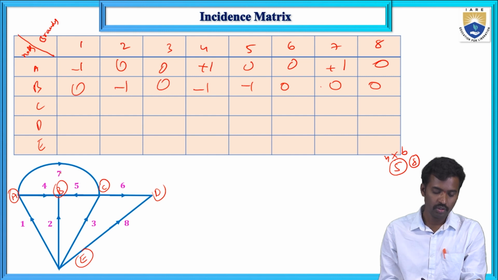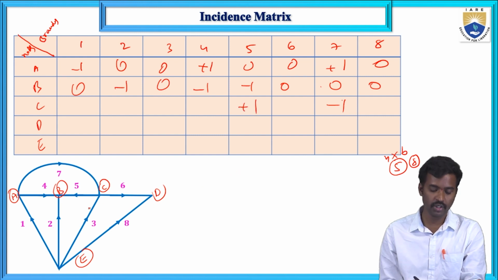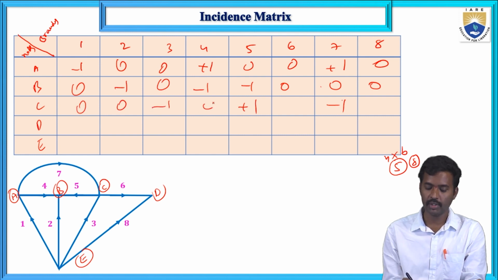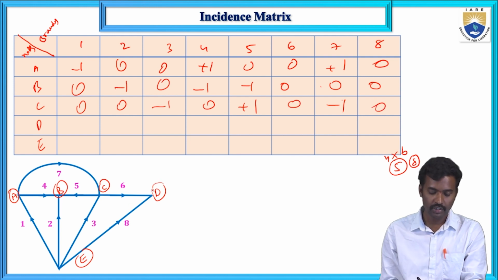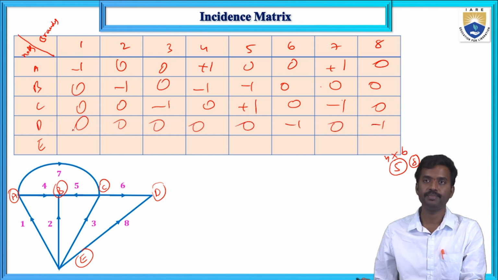Next, 7 is entering towards C, -1, and 5 is leaving the node, that is +1, and 3 is entering the node, -1. Remaining all elements are 0, not associated. Next, for the D node, only 2 elements are associated, 6 is entering and 8 is entering, -1 and -1, remaining all elements are 0.